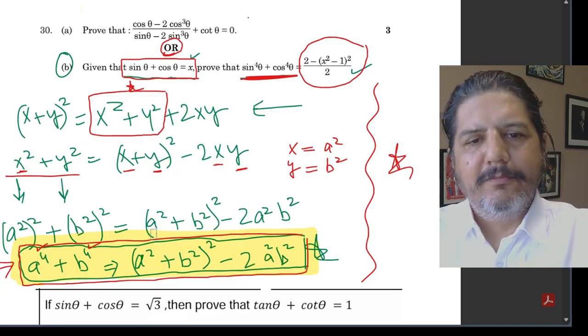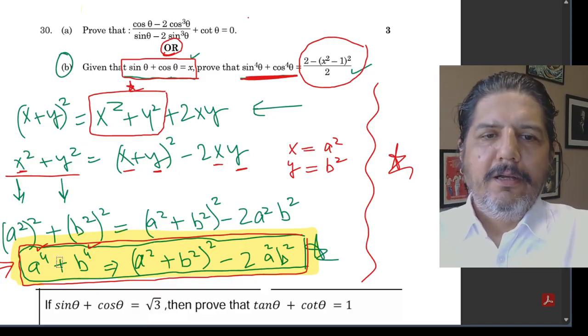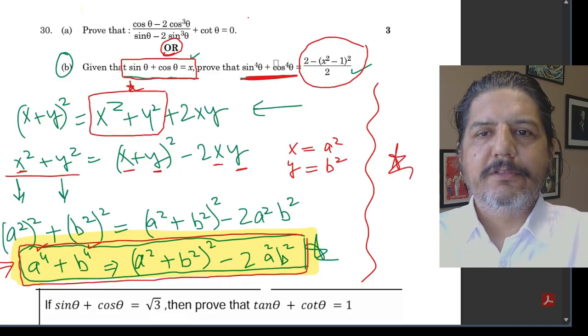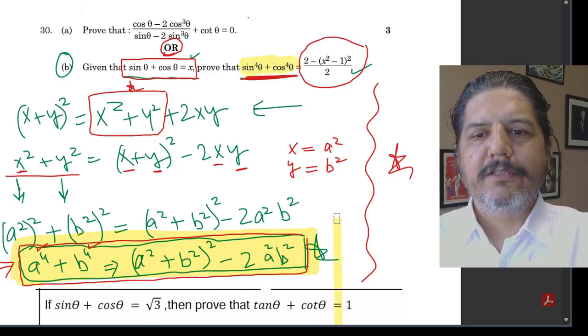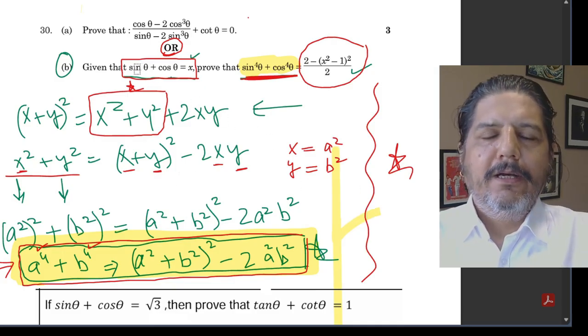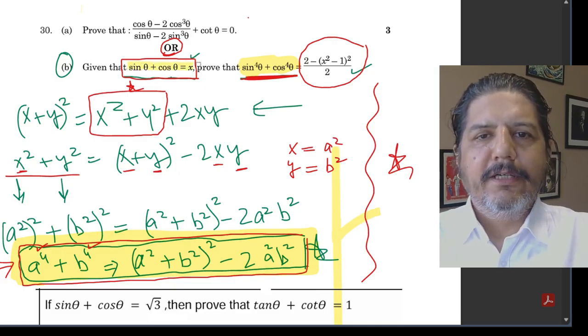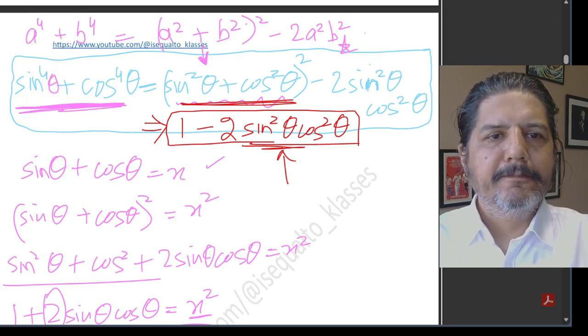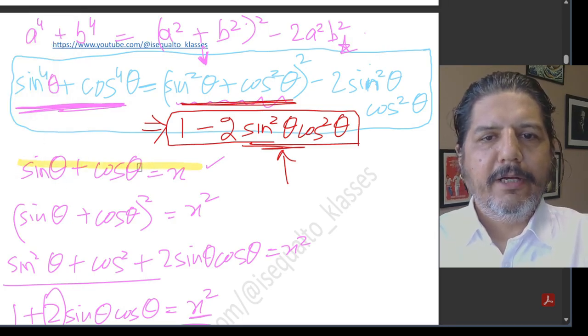If you remember this, well and good. And how did I know that I have to use this? Because I saw this sin⁴ plus cos⁴ theta. Once I saw this, I understood that this is the expansion that would be required. Then what I did was I have sin theta plus cos theta is equal to x. Then I manipulated this. This is how I manipulated it here.